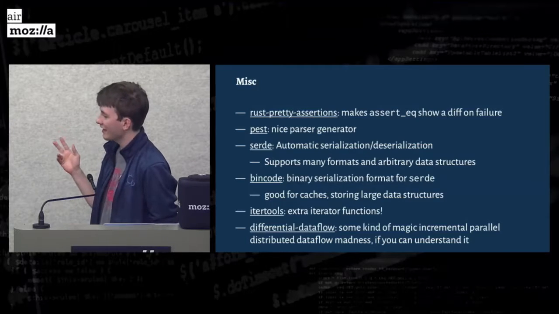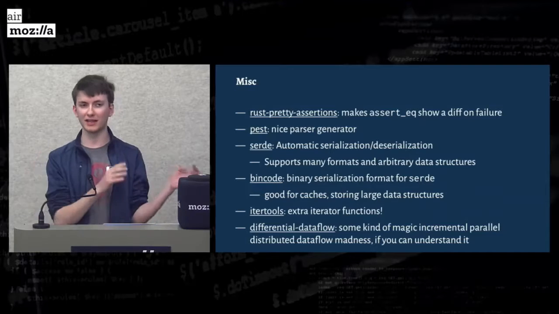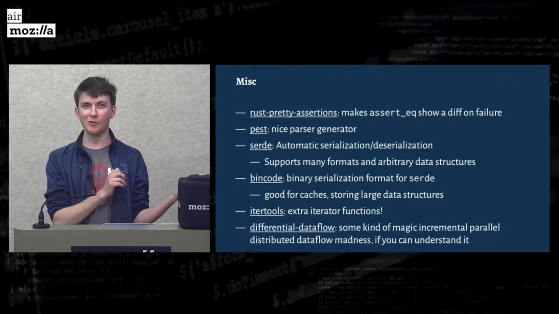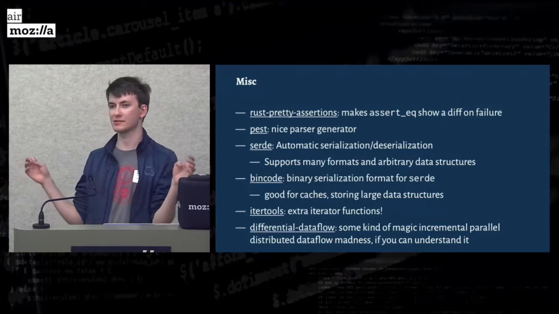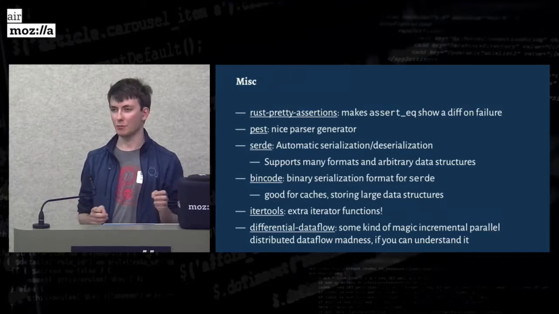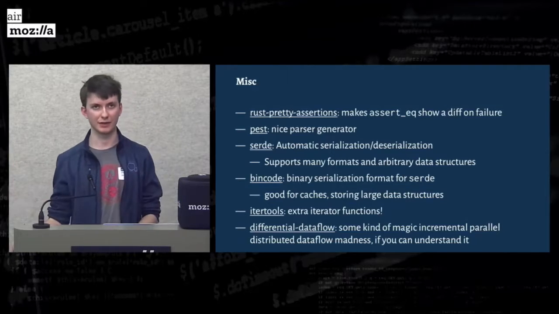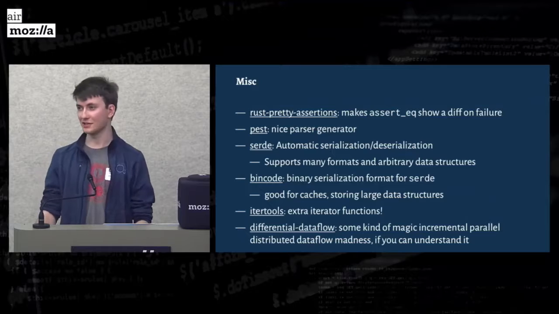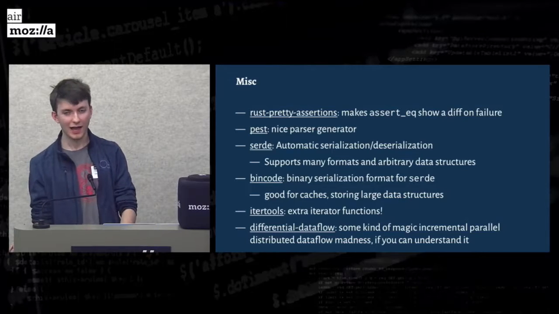Rust Pretty Assertions I really like. It's just a thing that you include in your project, and it makes all your normal assert_eq! calls now show pretty diffs on failure. So if you have these big data structures that you're comparing, it will now show exactly what differs between the correct output and your output. And it's also colorized for your terminal. Pest is just a nice parser generator.